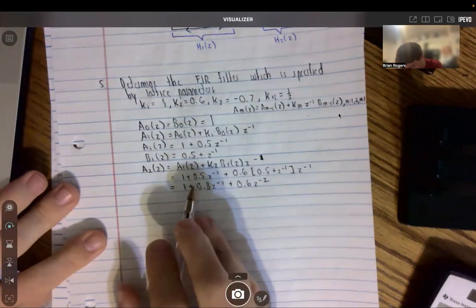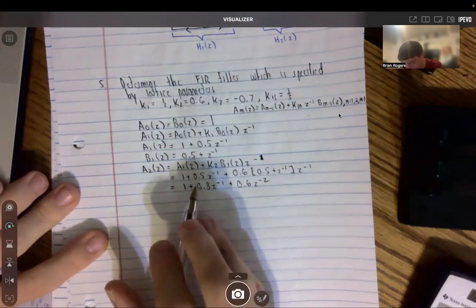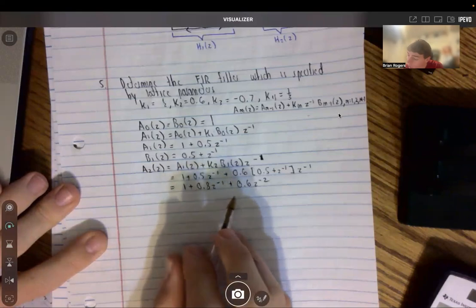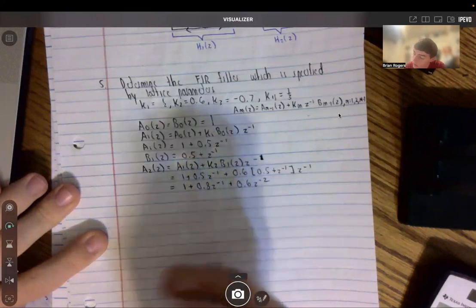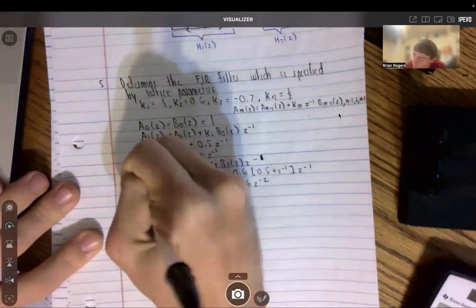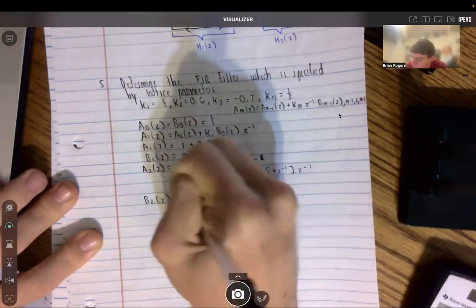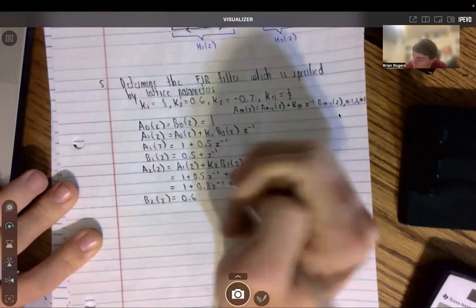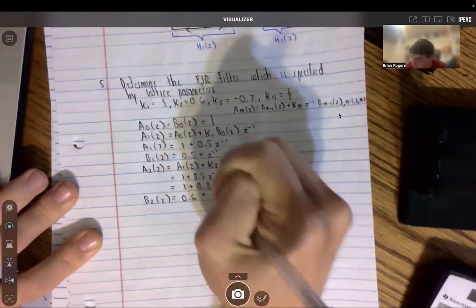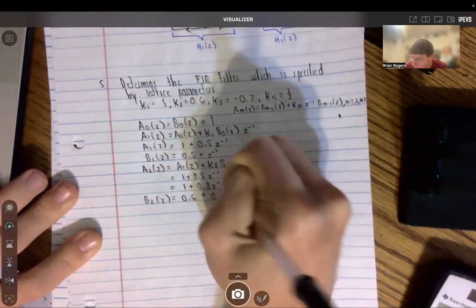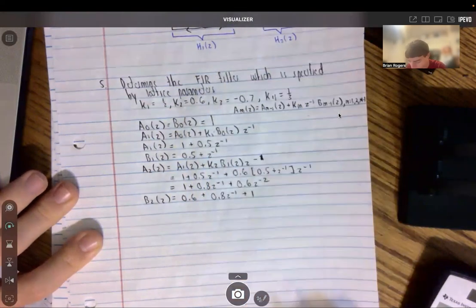Yes, and so that's what we have here. Now that we have that, we're going to have to determine our next one, which is our B2 of z. Notice that this one will be exactly the same, but the coefficients are flipped, so 0.6, and then it's going to be plus 0.8 z to negative 1 plus 1.